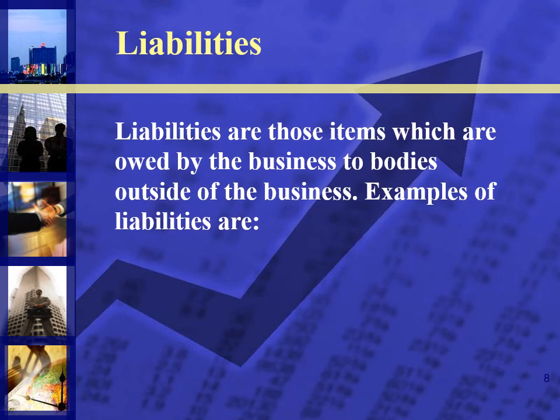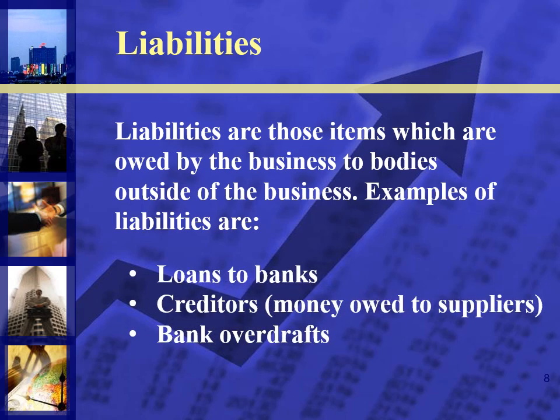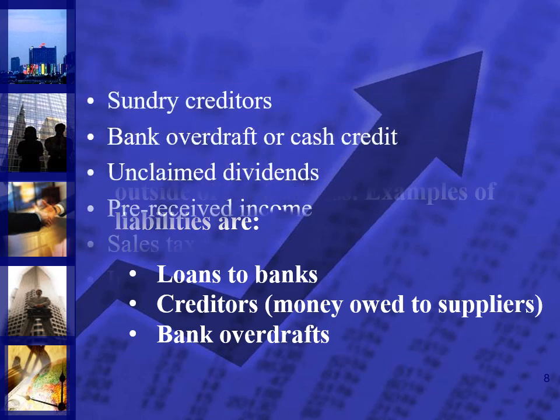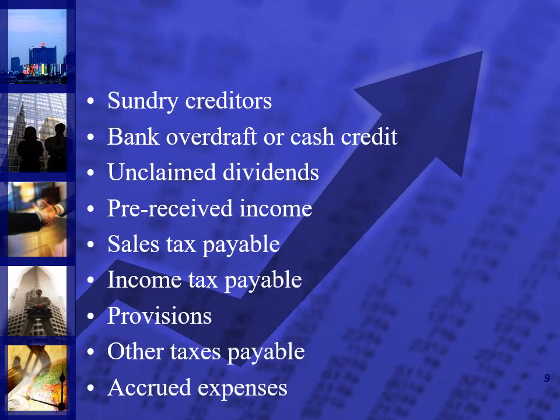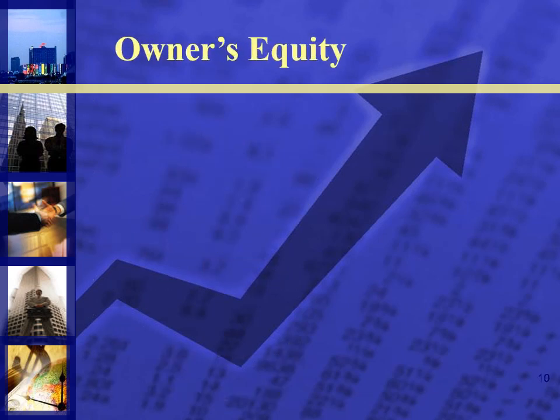What are liabilities? Liabilities are those items which are owed by the business to entities or bodies outside of the business. Examples of liabilities are loans to banks, creditors, money owed. We have sundry creditors, bank overdraft or cash credit, unclaimed dividends, received income, sales tax payable, income tax payable, provisions, other taxes payable, and now let's move on.